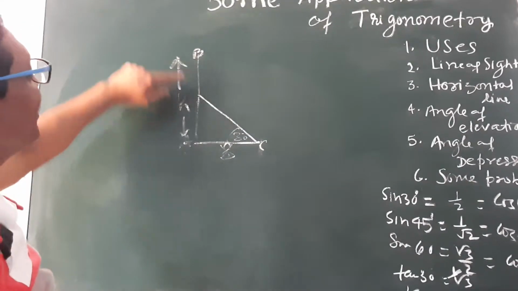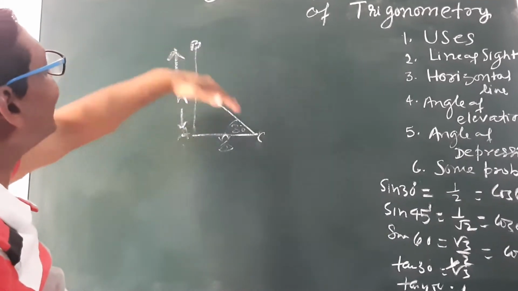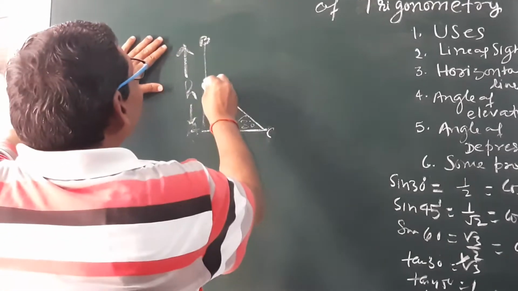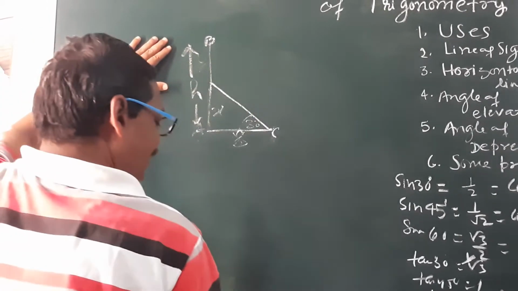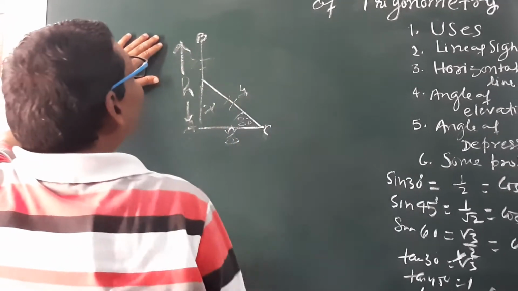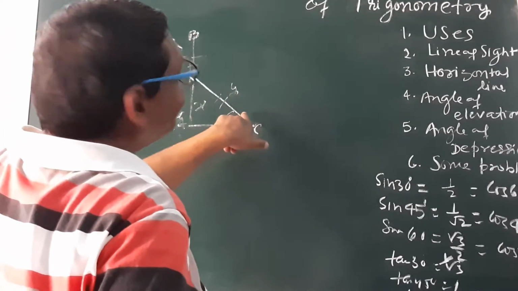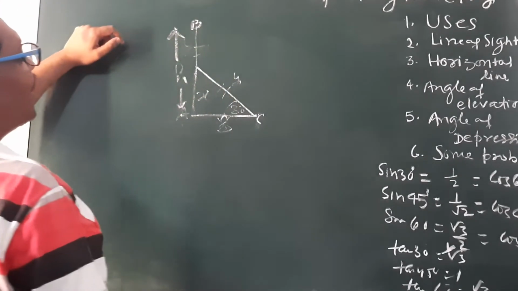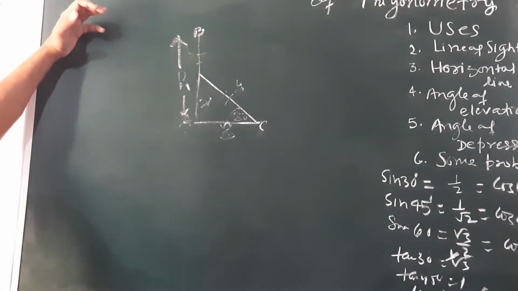Now we have to find the initial height of the tree. Before breaking, what is its height? Suppose the x part is remaining and the y part is broken down. This y is equal to this y, because this part is inclined to the ground in such a way. In this figure we have to find the initial height of the tree.